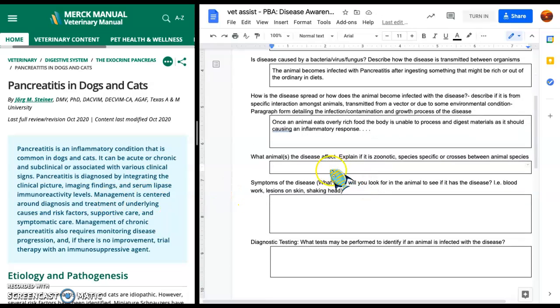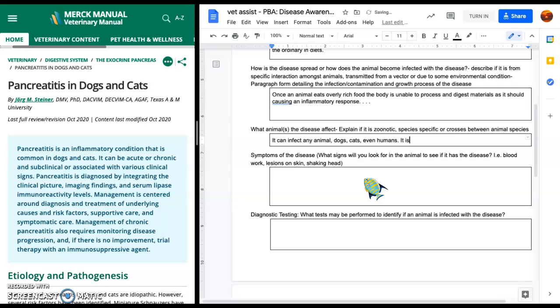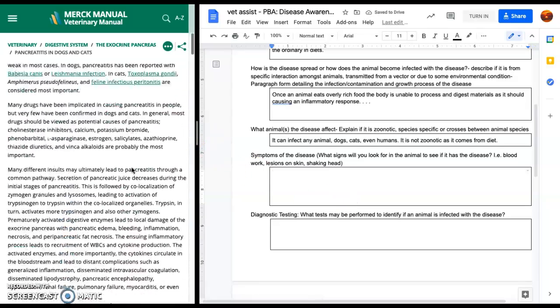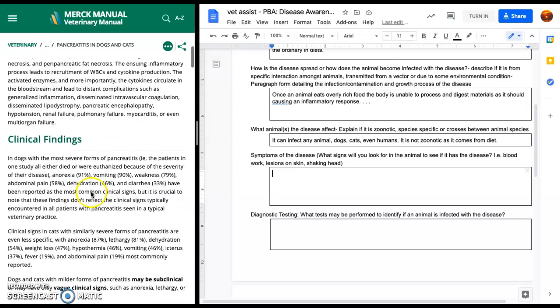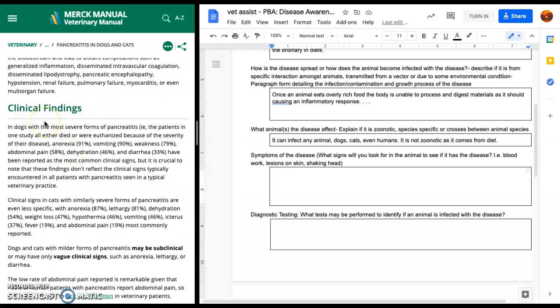All right, so what animal or animals does the disease affect? It can infect any animal, dogs, cats, even humans. So even humans can get this. And it is not zoonotic, as it comes from diet. Alright, so symptoms. Now here I'm going to go down. I'm going to find where it says symptoms of the disease. So here we have clinical findings. So clinical findings are going to be my symptoms of the disease.